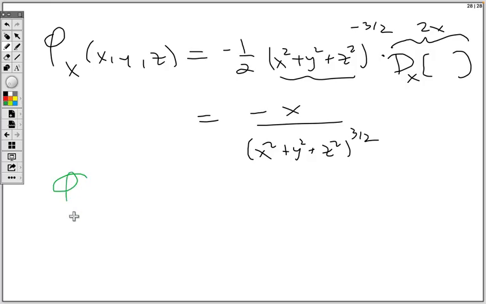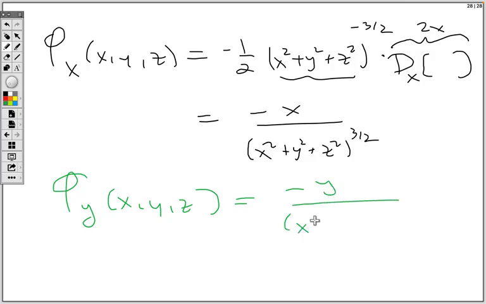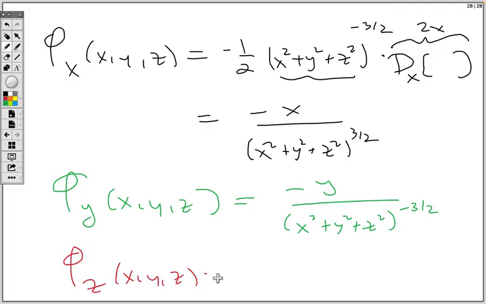And then for phi y and phi z, I would just, like I said, permute the letters around. I would just replace x with y. And then the same with z. Once again, exploiting that symmetry.